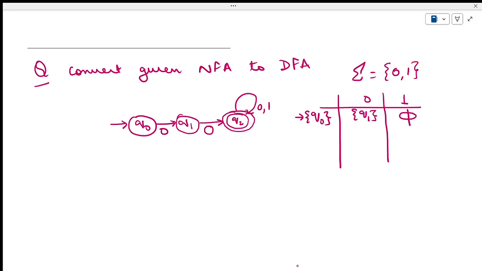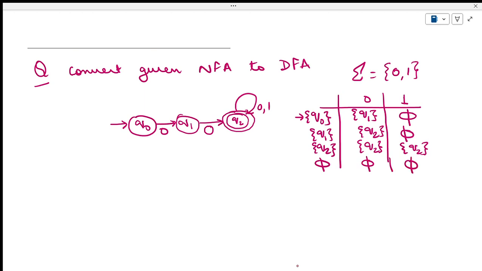Similarly, Q1 on reading 0 is going to state Q2. Q1 on reading 1 is going to phi. Now we have two new states, Q2 and phi. Take Q2. Q2 on reading 0 is going to Q2. Q2 on reading 1 is going to Q2 only. Now phi on reading 0 or 1 is going to the same state phi.